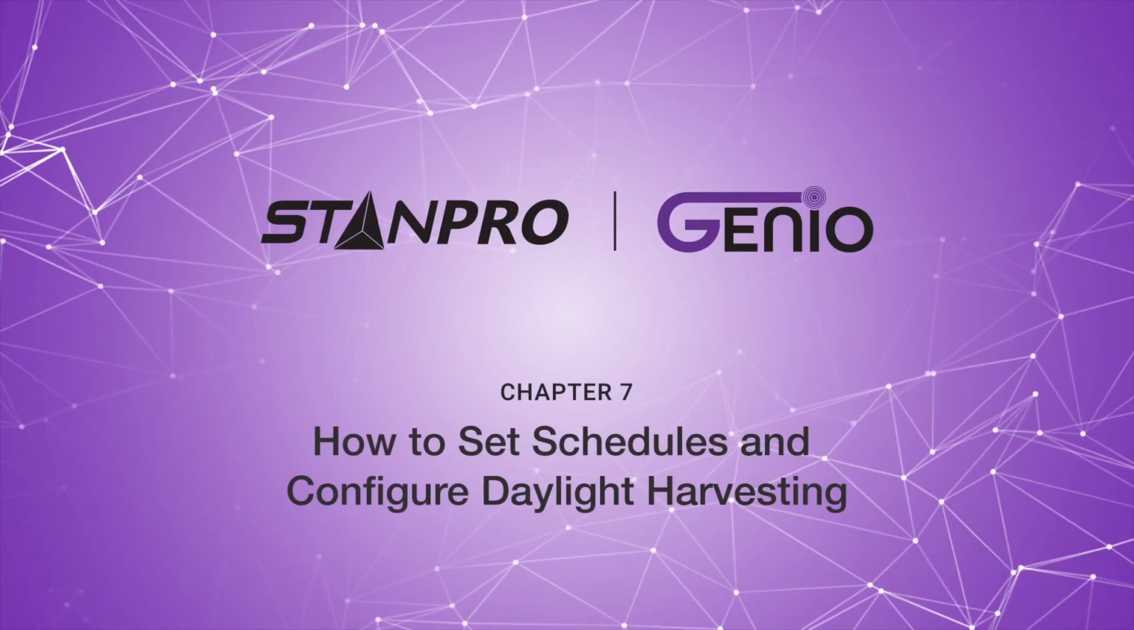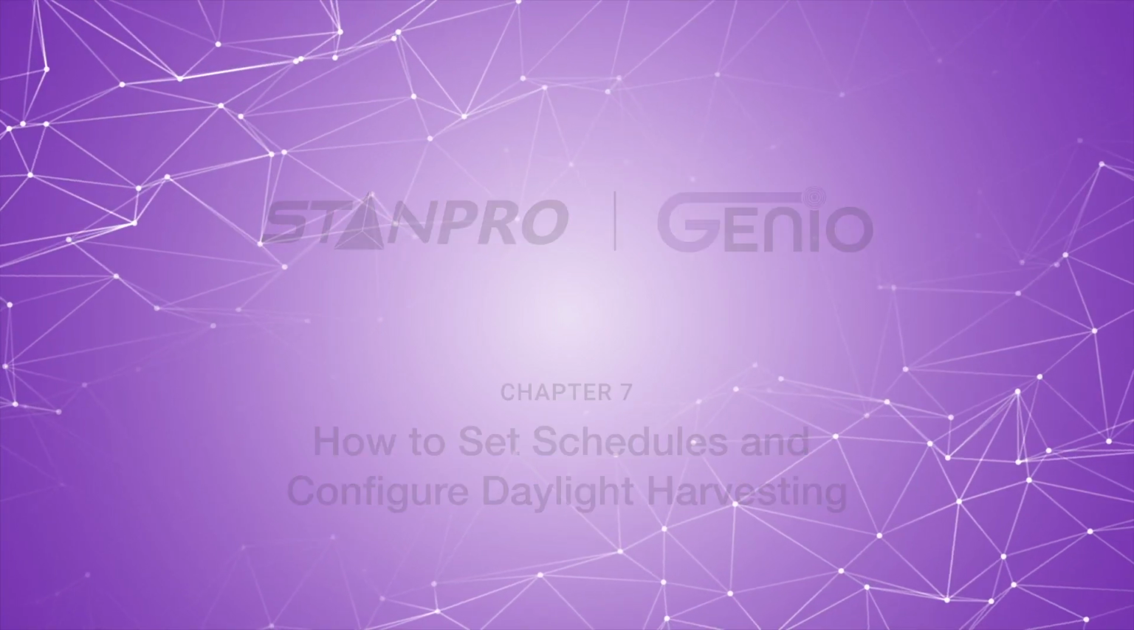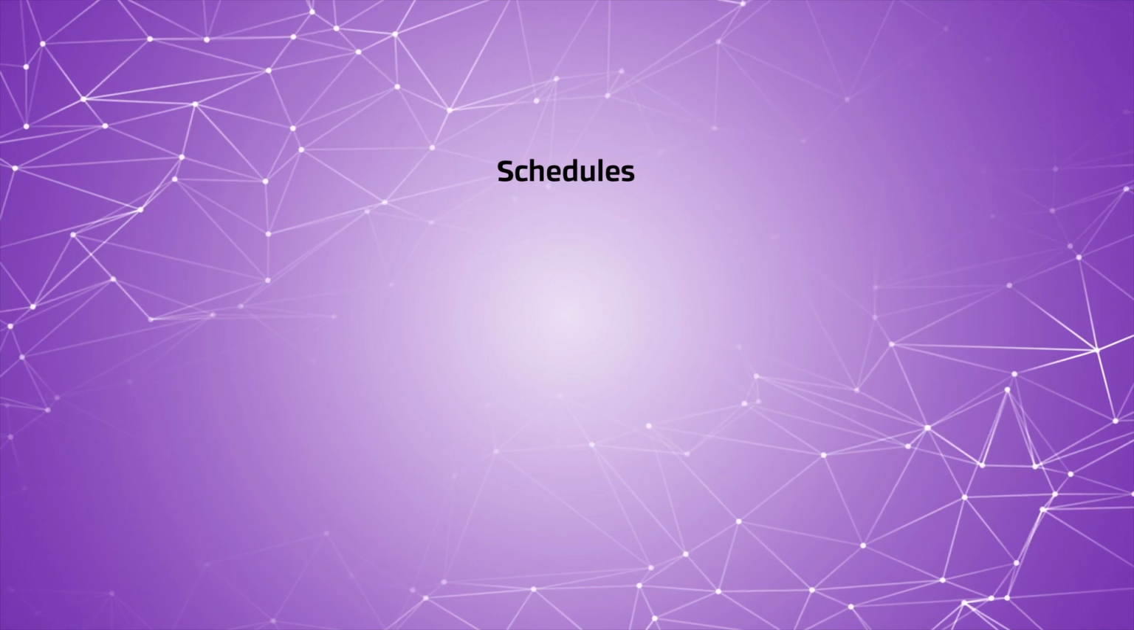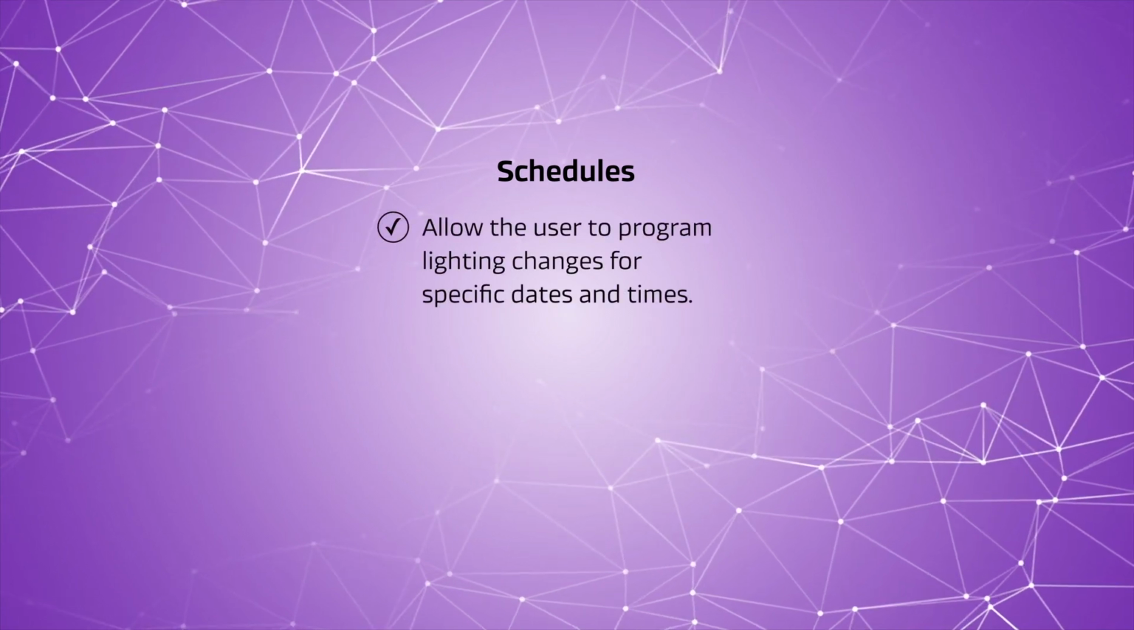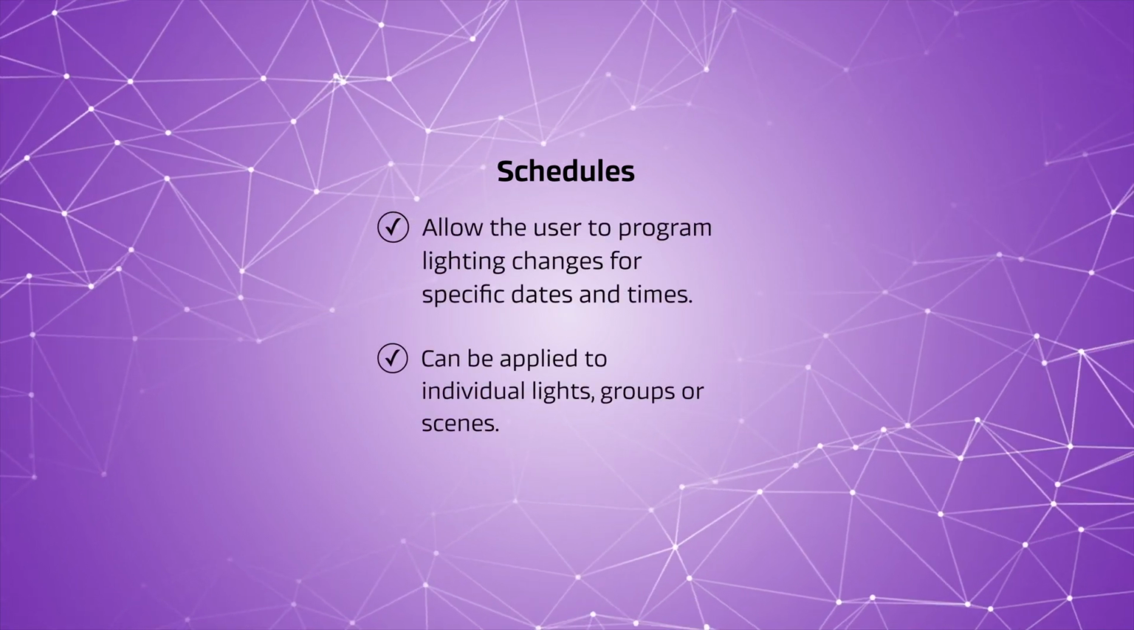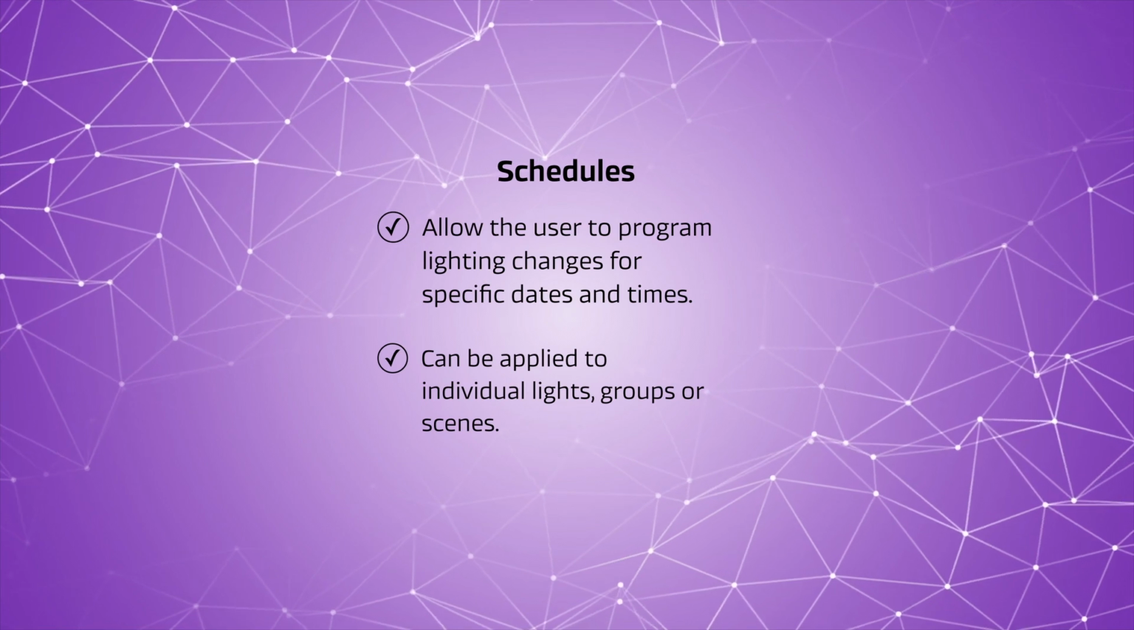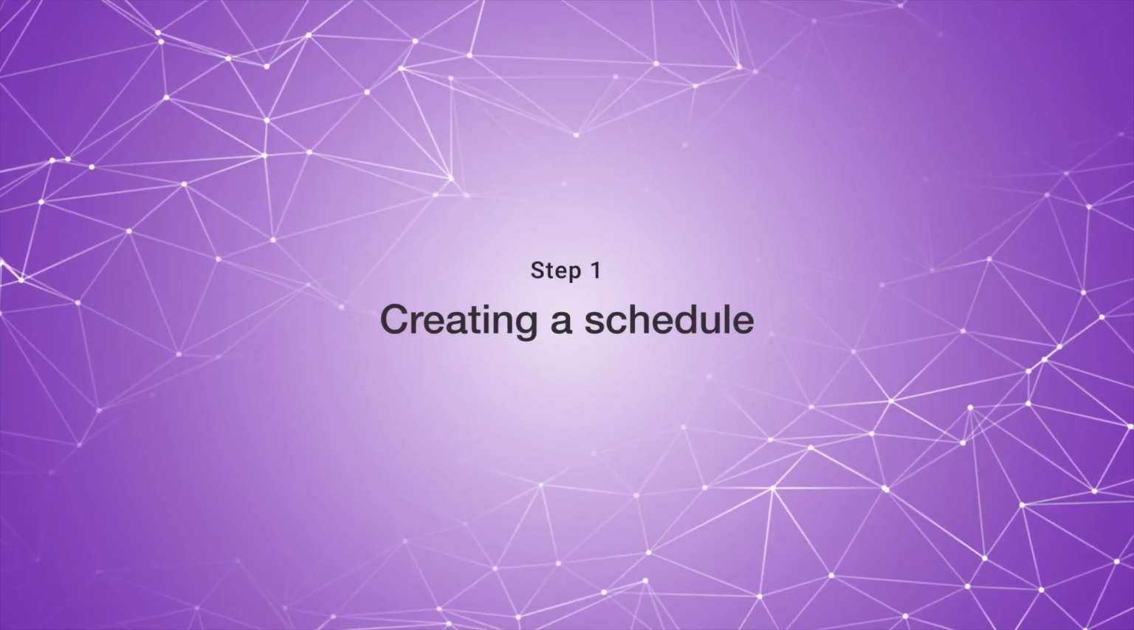How to set schedules and configure daylight harvesting. Schedules allow users to program lighting changes for specific dates and times. This feature can be applied to individual lights, groups, or scenes. Step 1. Creating a schedule.